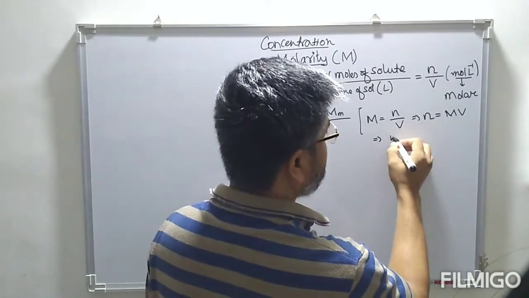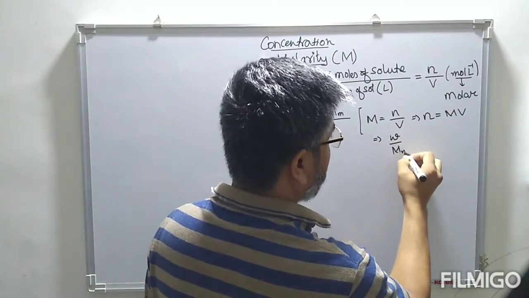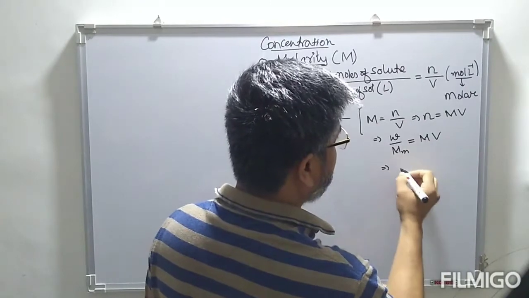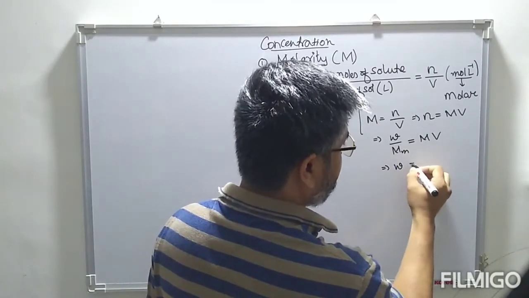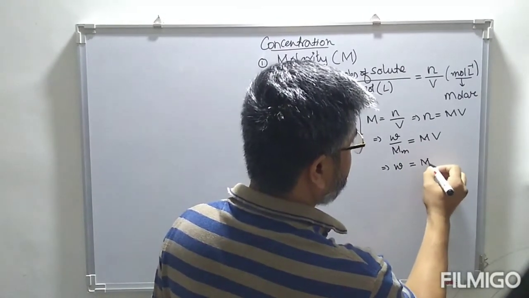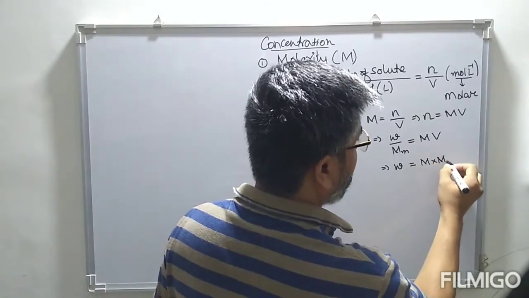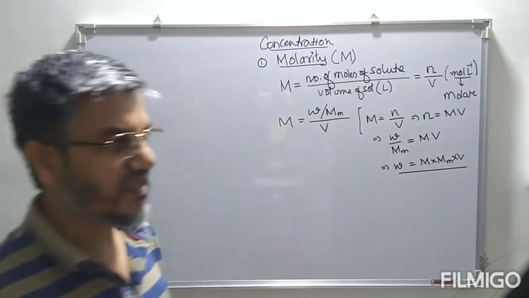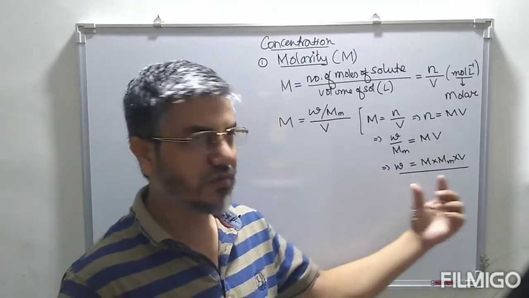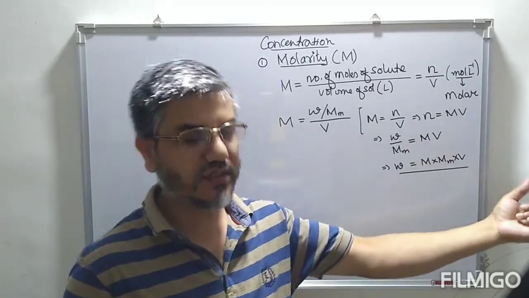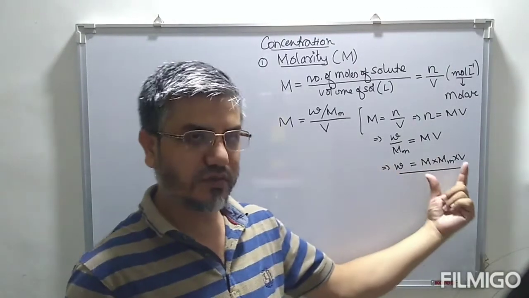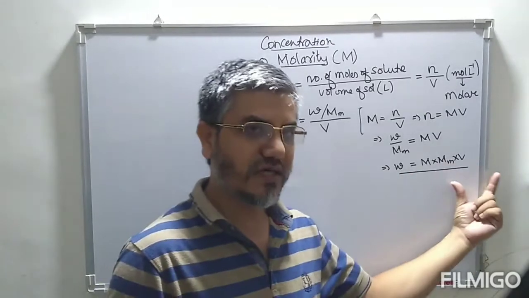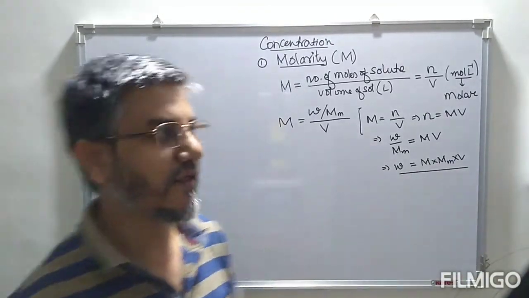So number of moles is mass divided by molar mass. This is molarity into volume. So therefore, mass present is equal to molarity into molar mass into volume. That means this is the way how to convert moles into molarity, how to convert molarity into moles, and molarity into mass or mass into molarity.